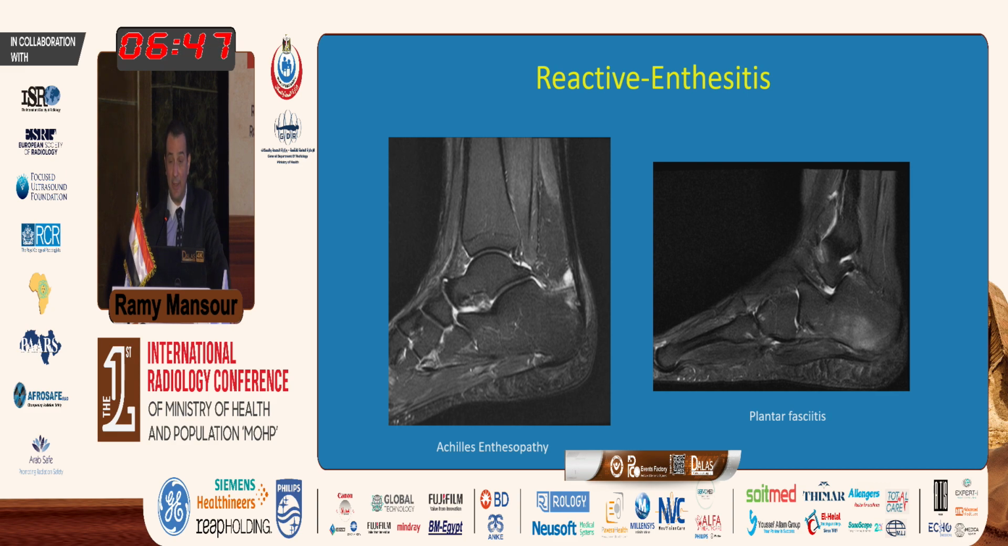You can see thickening of the tendon. You can see bone erosion, this tiny change at the back of the Achilles tendon. You can see inflammation of the bursa. So this is an indication of active enthesopathy of the Achilles tendon. And you can see on the right side an example of active inflammation of the plantar fascia.